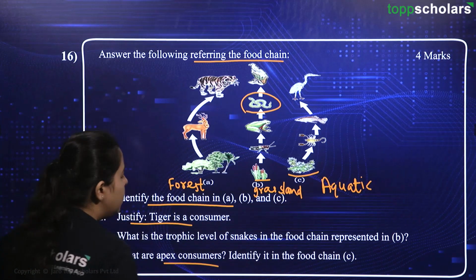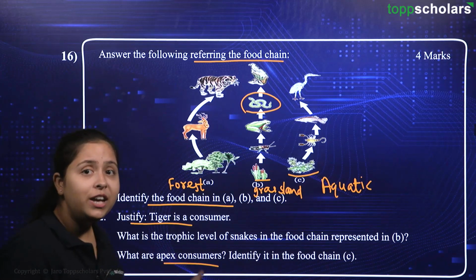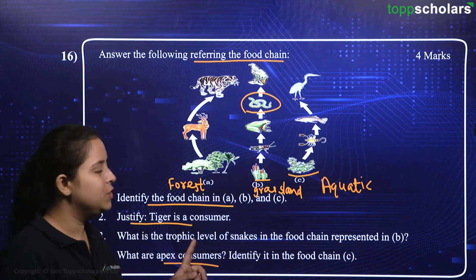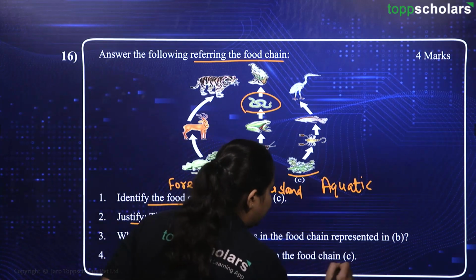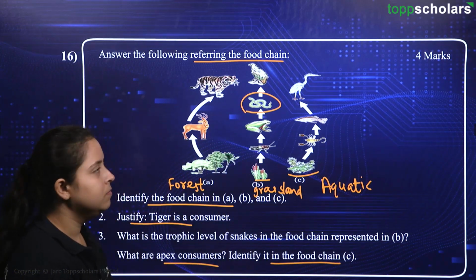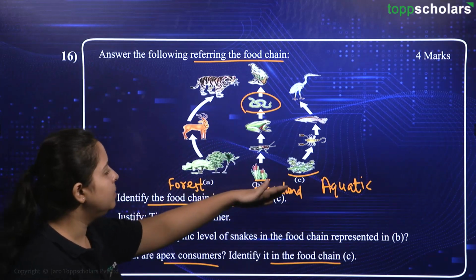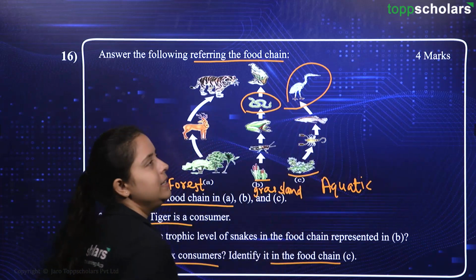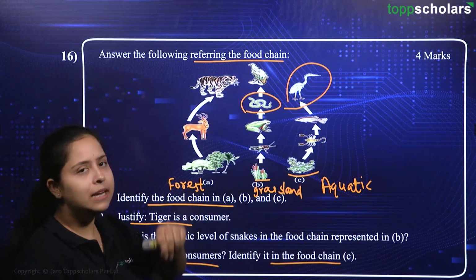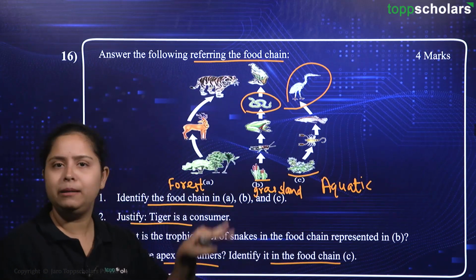Coming for the fourth part, what are apex consumers? We have dealt with this question in our session. So, I am sure you will be able to answer it. We need to identify the apex consumer in the food chain C. So, what is the apex consumer in this food chain C? Yes, this one. This bird is the apex consumer. Over here, this is the apex consumer. Over here, tiger is the apex consumer.